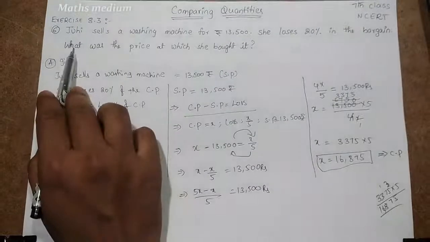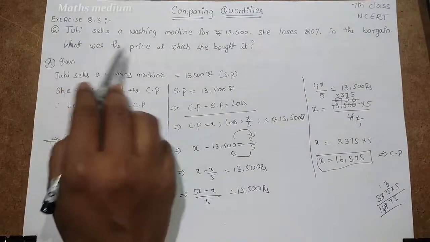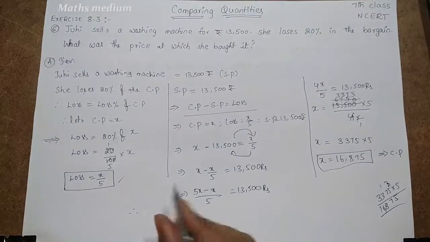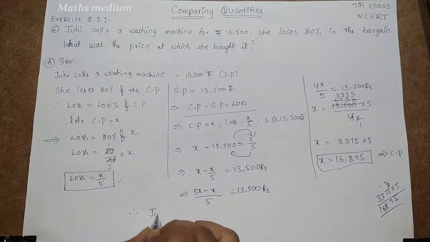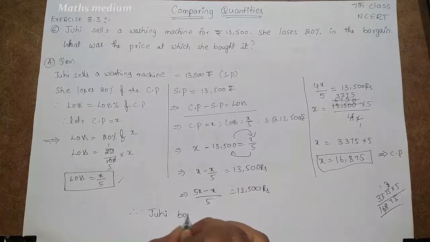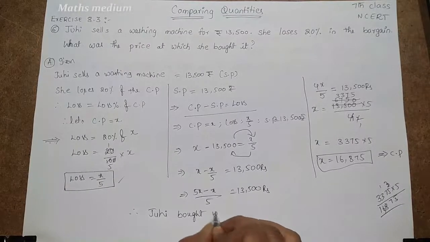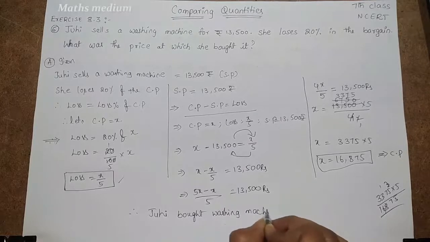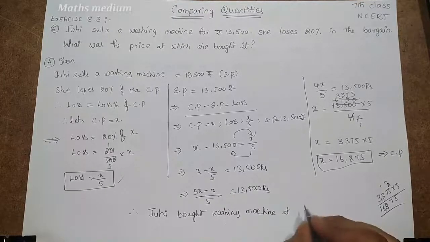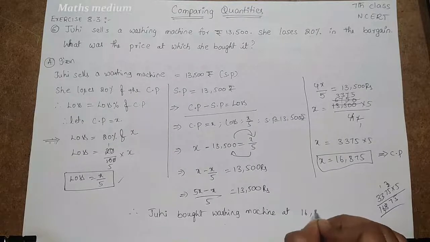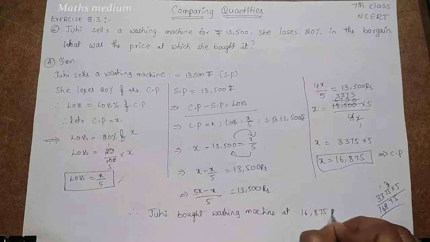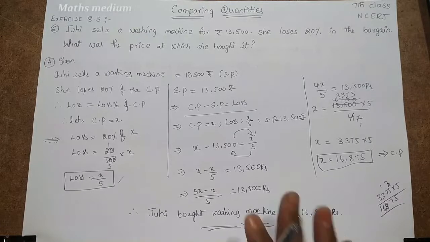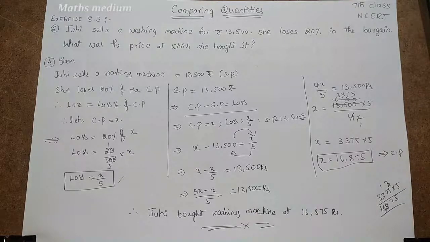So that is what we have to find. What was the price at which she bought? Therefore, Juhi bought the washing machine at 16,875 rupees. So this is about how to find the CP by using the given values.